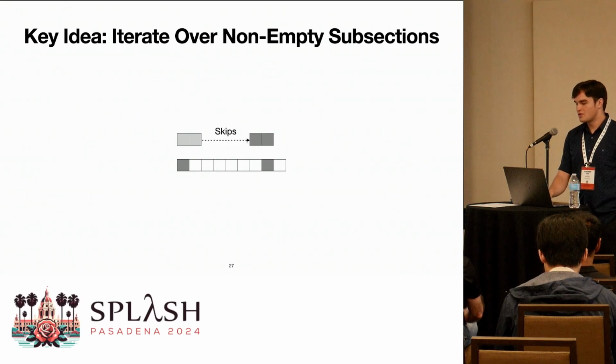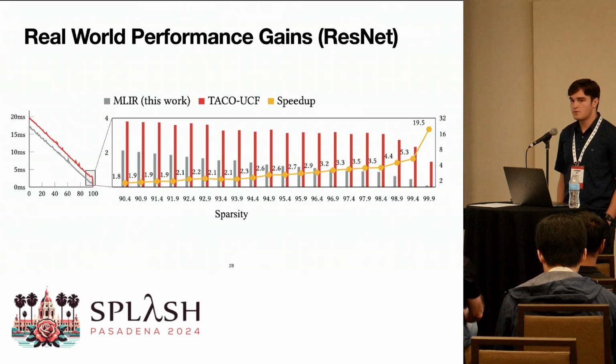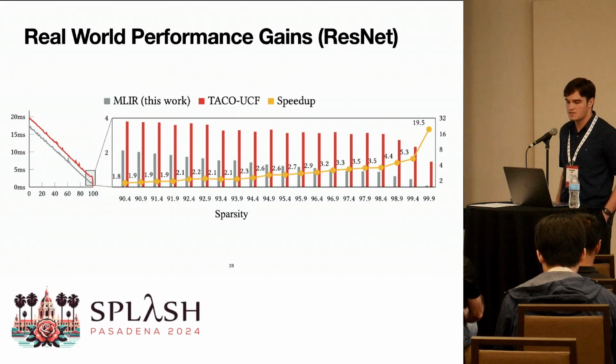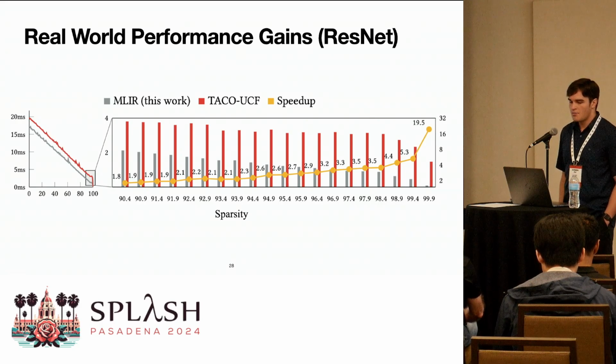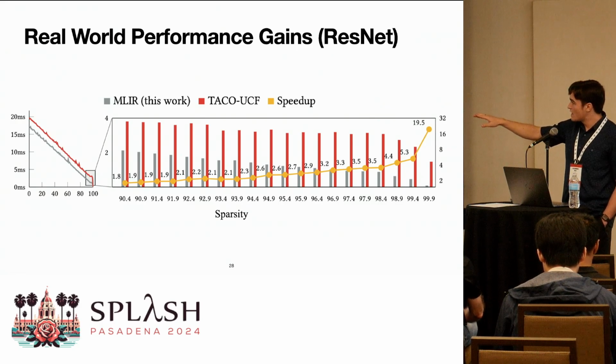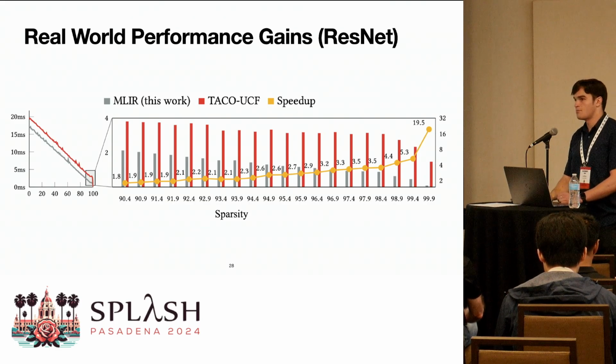But first, I want to show that this actually leads to some pretty real-world speedups. So we evaluated ResNet 50 with MLIR sparse, which is this work, compared to Taco UCF, the prior work. And we show some modest 2x speedups at around 90% sparsity, all the way up to 20x speedups at high sparsities. And this can get even larger at much higher sparsities.